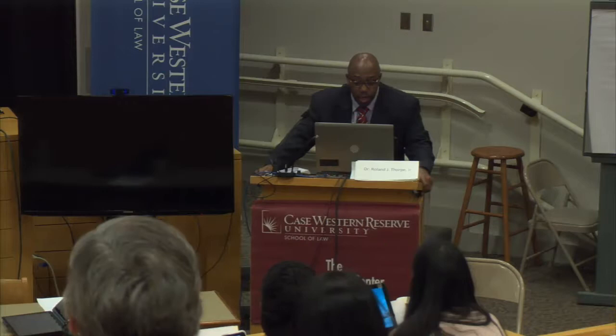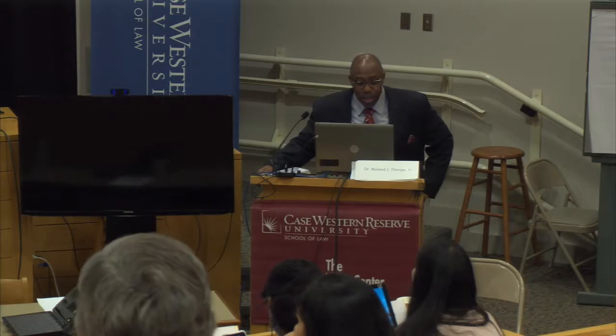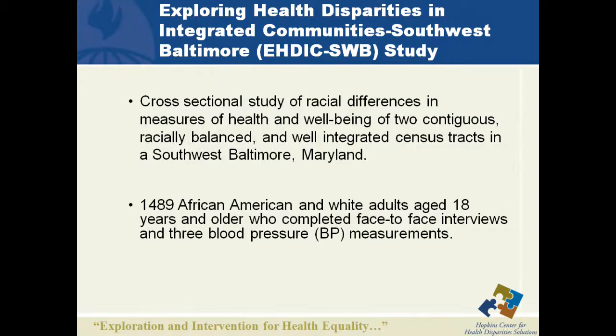We were fortunate to have two census tracts about 15 minutes from our office in Southwest Baltimore. Our first census tract, as you'd imagine, was in Southwest Baltimore, a low socioeconomic community. We used a community-based participatory approach. We went to the community, shared what we were trying to accomplish, held meetings, and got to know and get involved in the community. We went door-to-door, did face-to-face interviews, and recruited 1,489 people.